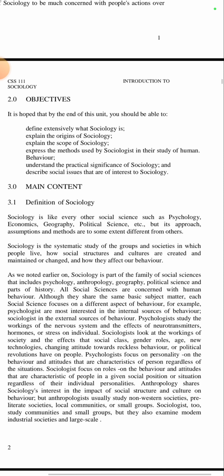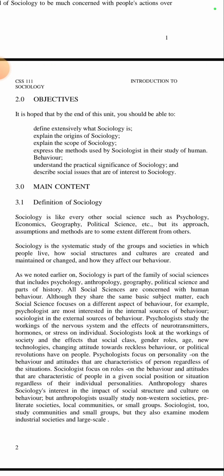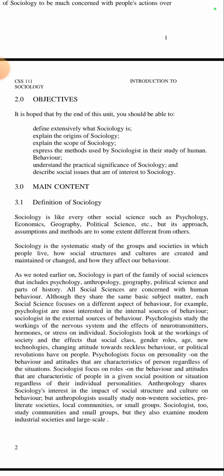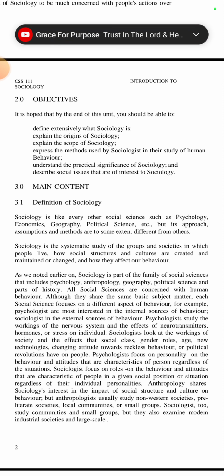Definition of sociology. Sociology is like every other social science, such as psychology, which is the study of the mind and behavior, geography, economics, political science, etc. Geography is the study of the physical features of the earth and its atmosphere, and of human activities, how it affects and is affected by these. Political science is the scientific study of politics. Economics is the branch of knowledge concerned with production, consumption, and transfer of wealth.